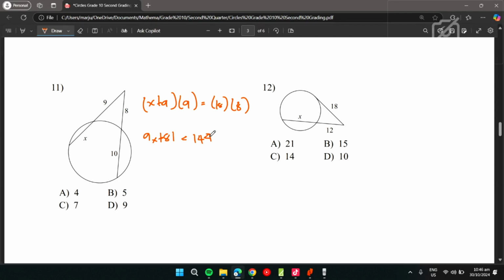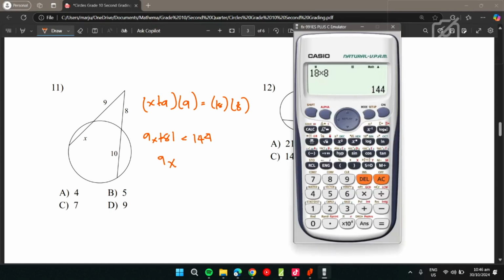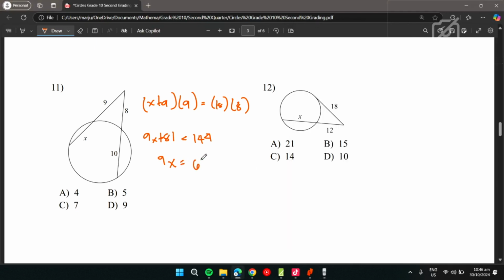And then again, to solve for x, we need to subtract both sides by 81. So what is 144 minus 81? That is just 63. And then again, to solve for x, divide everything by 9. So x is equal to 7. Anong letter yan? That is actually letter C. Alright, for number 11. That's letter C.